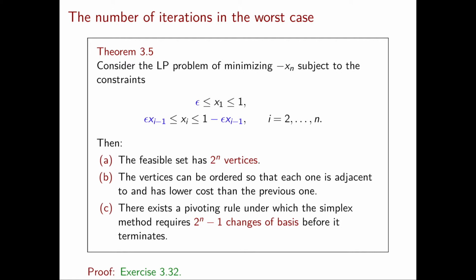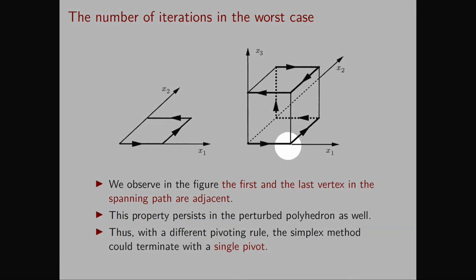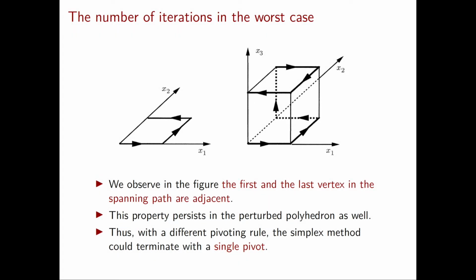We have already seen a sketch of the proof of points A and B, and I encourage you to write down a complete proof of these 2 points. On the other hand, we didn't discuss how to prove point C at all. If you're interested in seeing this proof, I refer you to exercise 3.32 in the textbook. The pivoting rule discussed in Theorem 3.5 essentially goes through the spanning path in the perturbed cube, and so it requires an exponential number of pivots.